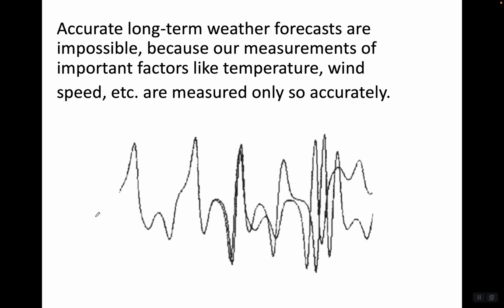Accurate long-term weather forecasts are impossible because our measurements of important factors like temperature, wind speed, etc. are measured only so accurately. Because if measuring something to 3 decimal places is not sufficient, there's no way you're going to get an accurate weather forecast. Maybe initially it'll be accurate, but eventually it's going to diverge.